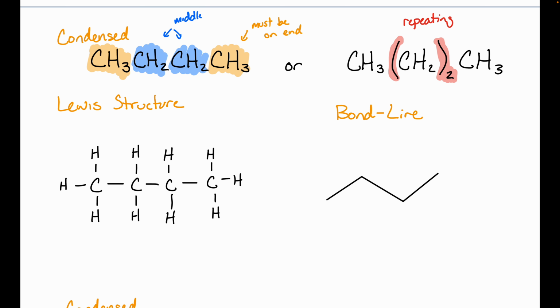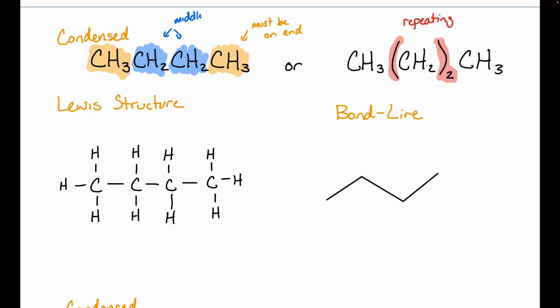All right, so huge benefit. How long did it just take me to draw that? 2 seconds, right? That's why we love bond line structures. They're also not terribly busy. So if we're representing large molecules, we don't get a bunch of crowded stuff on our paper. We just need to learn how to interpret this thing here. Like, what the heck? How does this zigzaggy line here represent that molecule?